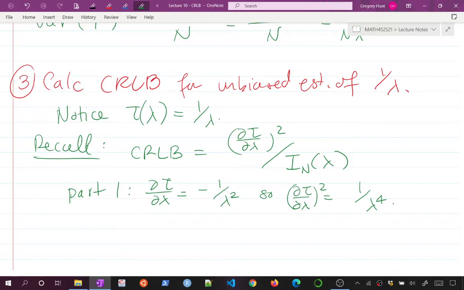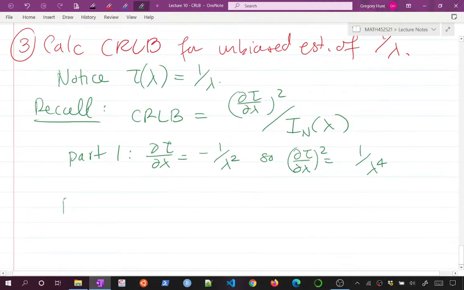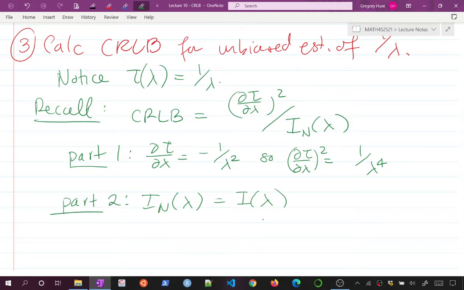Seems right. And part 2 is I need to find I n of lambda. Of course, I can just calculate the information for 1 sample, and we might have actually done this, but let's just redo it so we get another chance at recalling it. I can calculate the information for one sample and multiply by n, so this should be n times the information for 1.